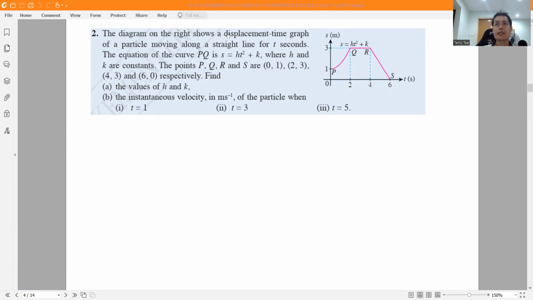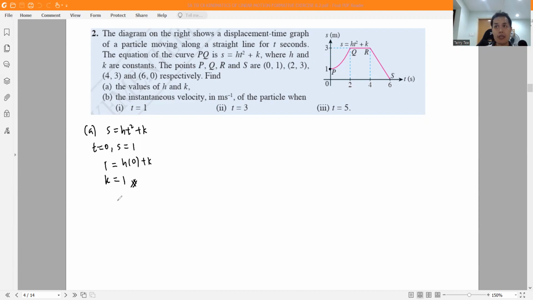The coordinates are given here, (0, 1), (2, 3), and (6, 0). Find the values of h and k. Let's start with this equation, s equals h t squared plus k. Now, when you start the clock, t is 0. When t is 0, your displacement is actually 1. So we can substitute 1 equals, let's put 0 inside your t. That means your k is actually 1.